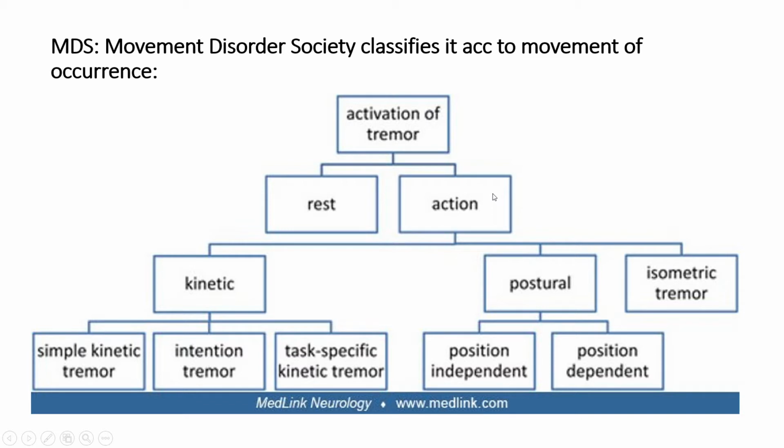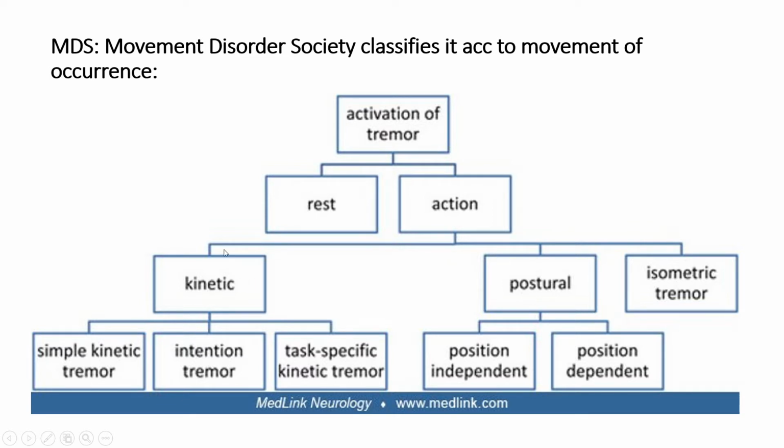Now, the action tremor is further classified into kinetic, postural, or isometric, while the kinetic tremor is further classified into simple kinetic tremor, intention tremor, and task specific. So, if the action tremor is occurring during the course of the movement, it will be called the kinetic tremor. While if the action tremor is present after attaining a particular posture, it will be called action postural tremor. While if it occurs during isometric exercises, it will be known as isometric tremor.